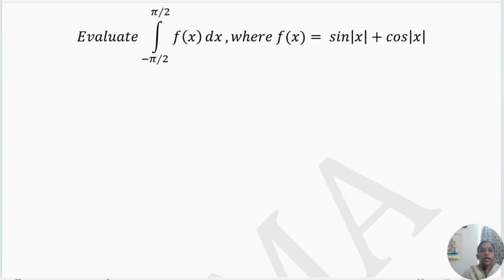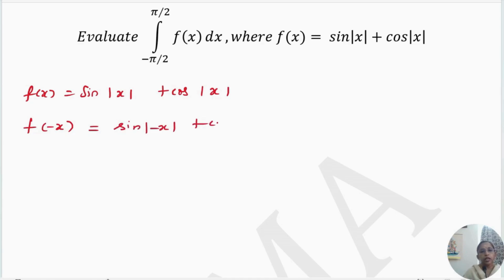Read the next question. Evaluate the integration from minus pi by 2 to plus pi by 2 of f of x dx, where f of x is sine of modulus of x plus cos of modulus of x. So here our function is sine of modulus of x plus cos of modulus of x. We should check whether it is an odd function or even function. Replace x with minus x. So sine of modulus of minus x plus cos of modulus of minus x.